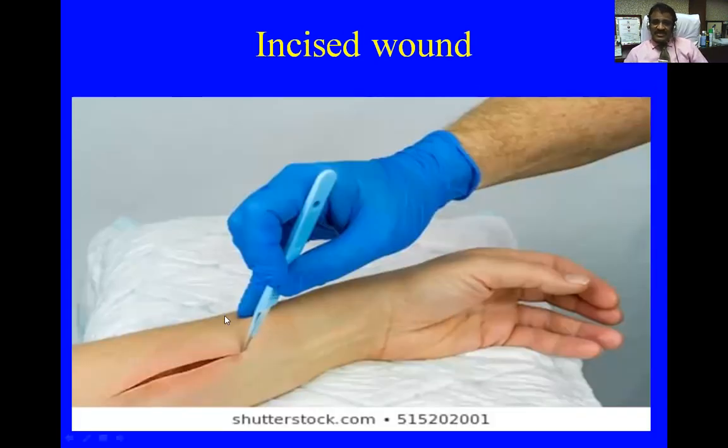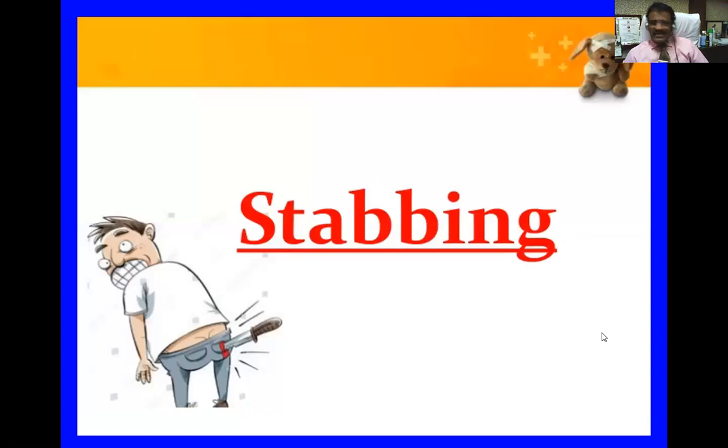Here you can see a surgeon taking an incision on the anterior aspect of the forearm. See how clear it is. There is not much gaping here. This is a typical example of incised wound. Now let us try to understand stabbing. By looking at this picture, we see that this person has been stabbed at the wrong place.